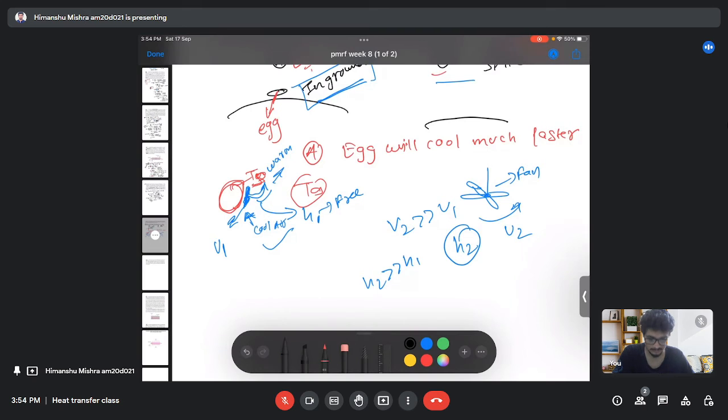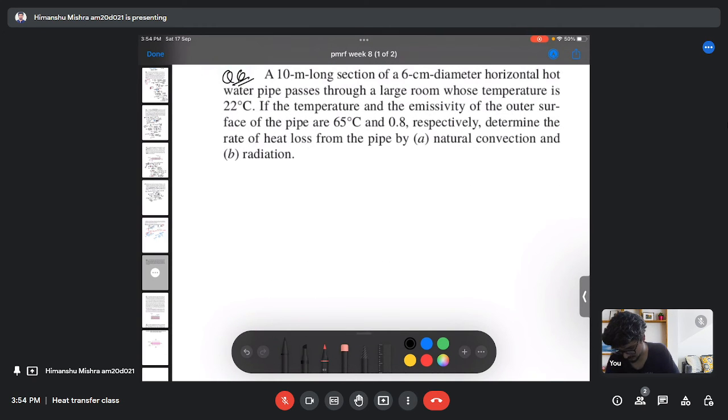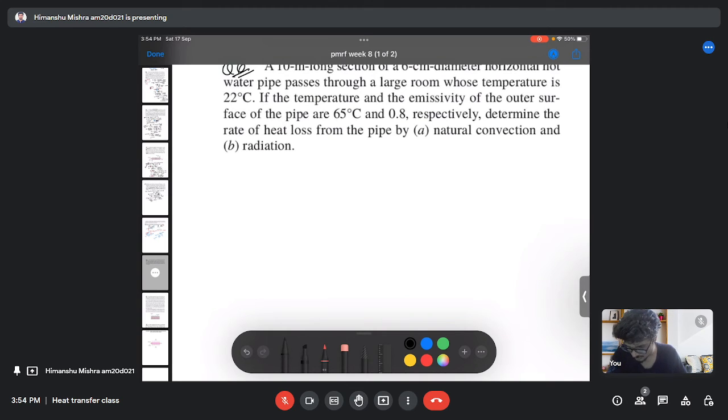So let's move to question number 6. Until now we have discussed the problems related to heat exchangers. Now we will discuss the problem related to free convection.